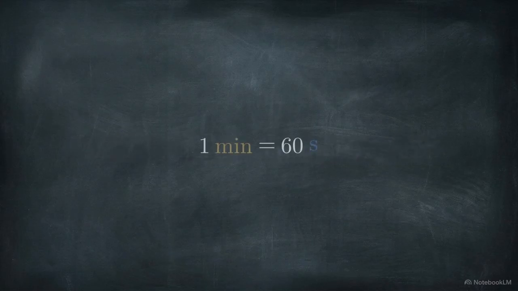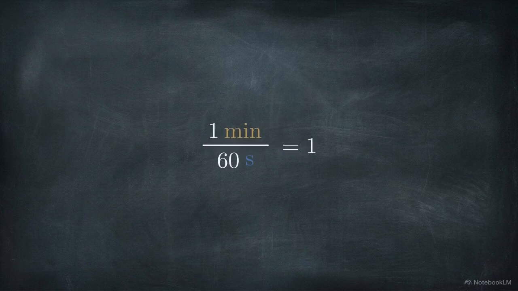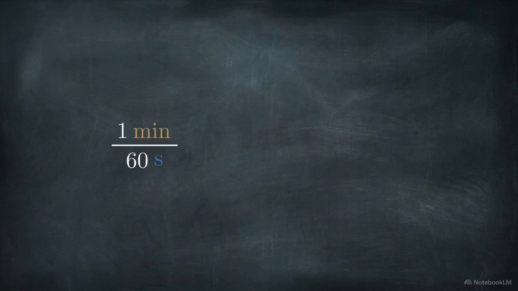Because 1 minute equals 60 seconds, dividing one by the other creates a ratio that equals exactly 1. You can write it as 1 minute over 60 seconds or 60 seconds over 1 minute. Multiplying by this ratio changes your units without changing the actual physical amount.